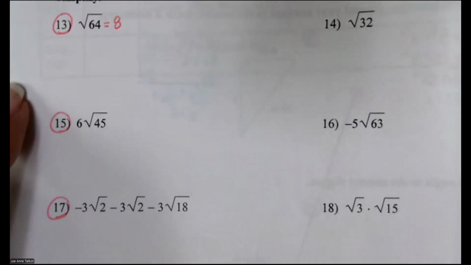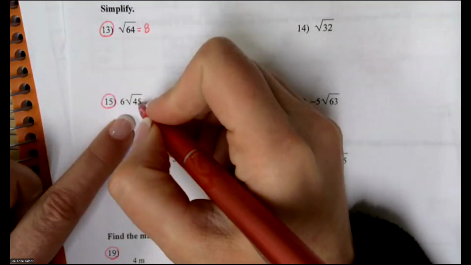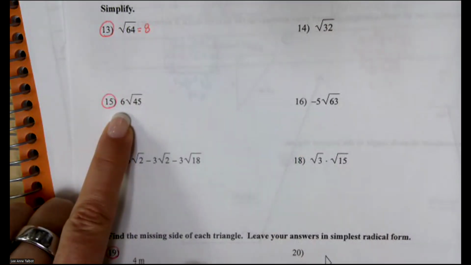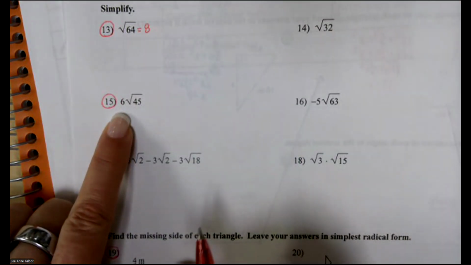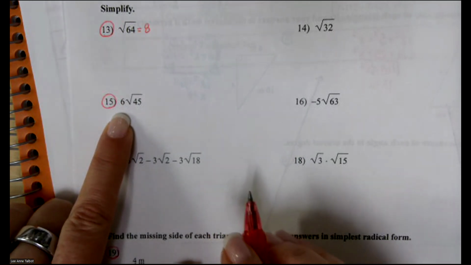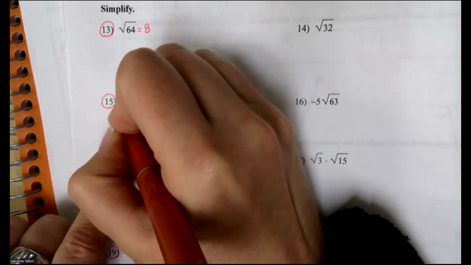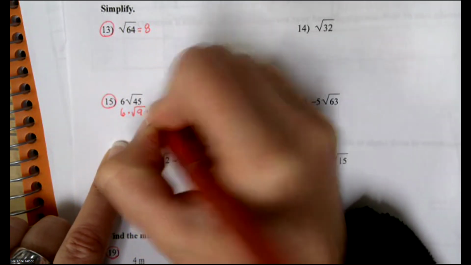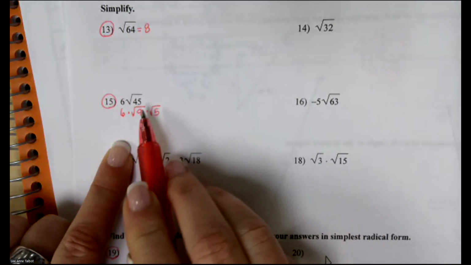Okay. Number 15. So 45. Is 45 divisible by 4? No. Is 45 divisible by 9? Yes. Okay, so 6 times the square root of 9 times the square root of 5. Notice I put the 9 in the front.